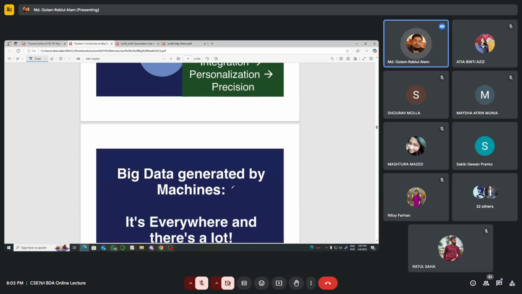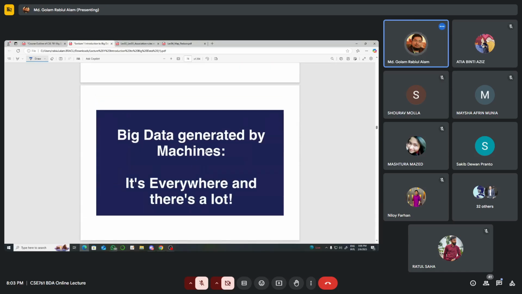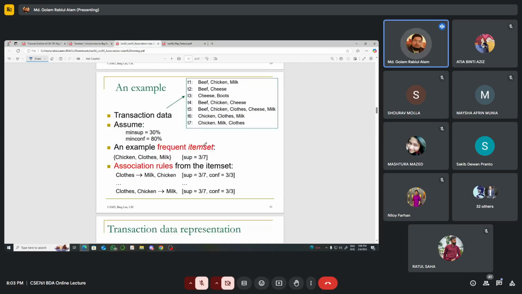Now I think it's better if we can think about an example for that. I think most of you already know about association rule mining. Specifically, we also call it market basket analysis. So think about a data set where we have a small amount of data.